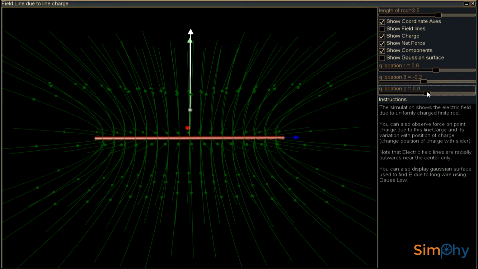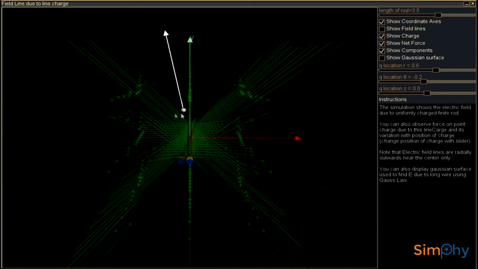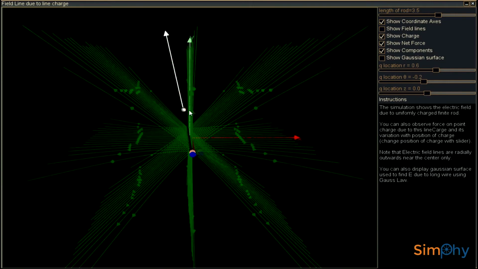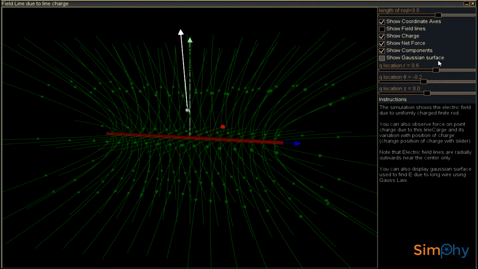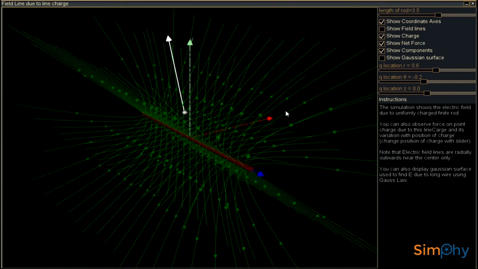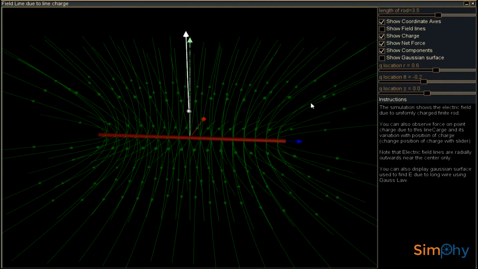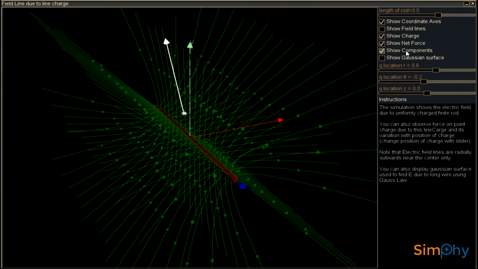So let's talk about the case z equal to 0. When z is equal to 0, the charge will lie along the center of the rod. These location coordinates r, theta, z are in cylindrical coordinates. So, as we can see here, z equal to 0, the charge is at the center of the rod, and therefore there is no component in any other direction. The component is itself the net force here.